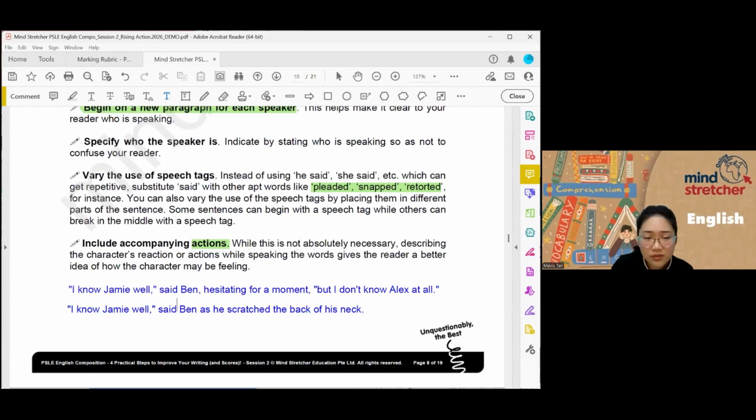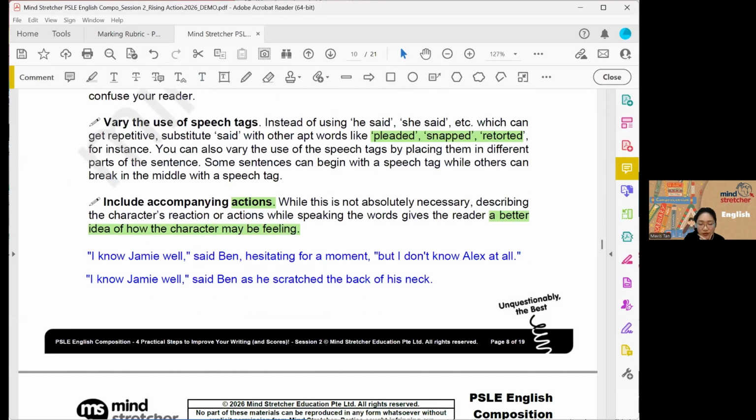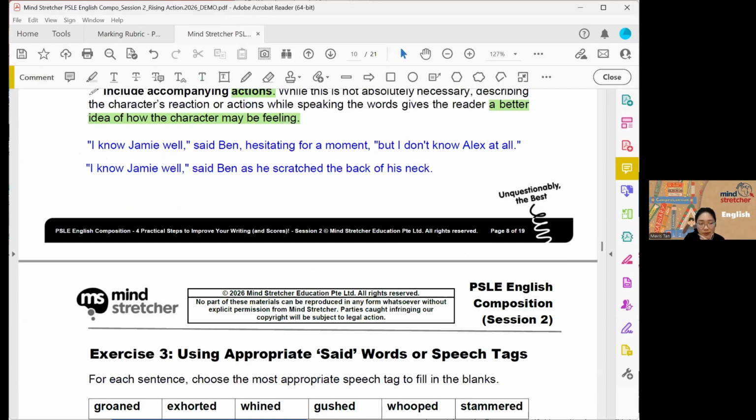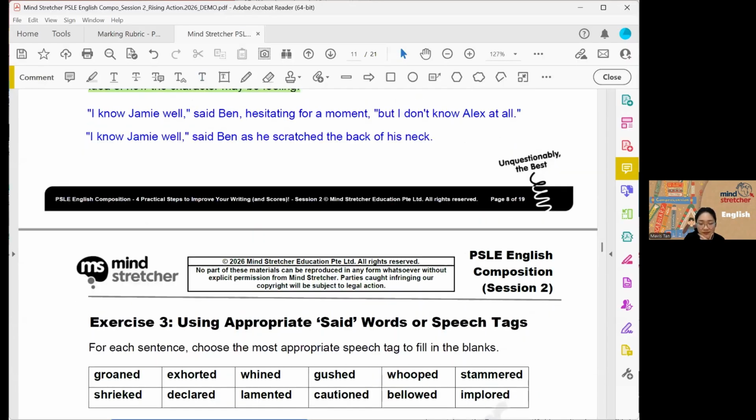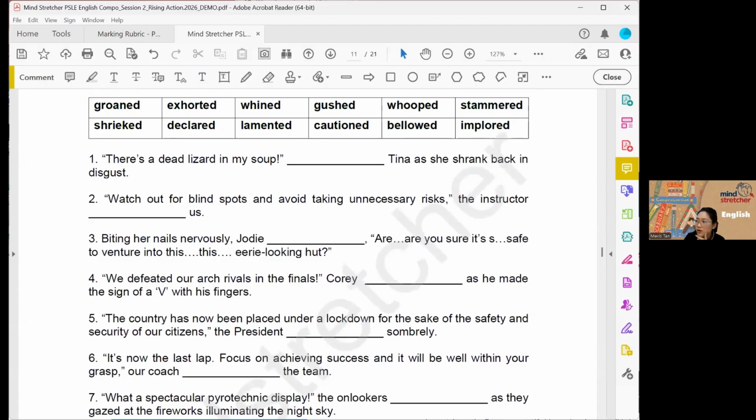So every time you use dialogue, don't just stop at said Ben, said Jane, Jane said. Ask yourself, is there an accompanying action to show a bit more about my character? Because it will give the reader a better idea of how they may be feeling on top of the words they say. Can? And make sure you are aware of the punctuation. So punctuation, you see more of it here.